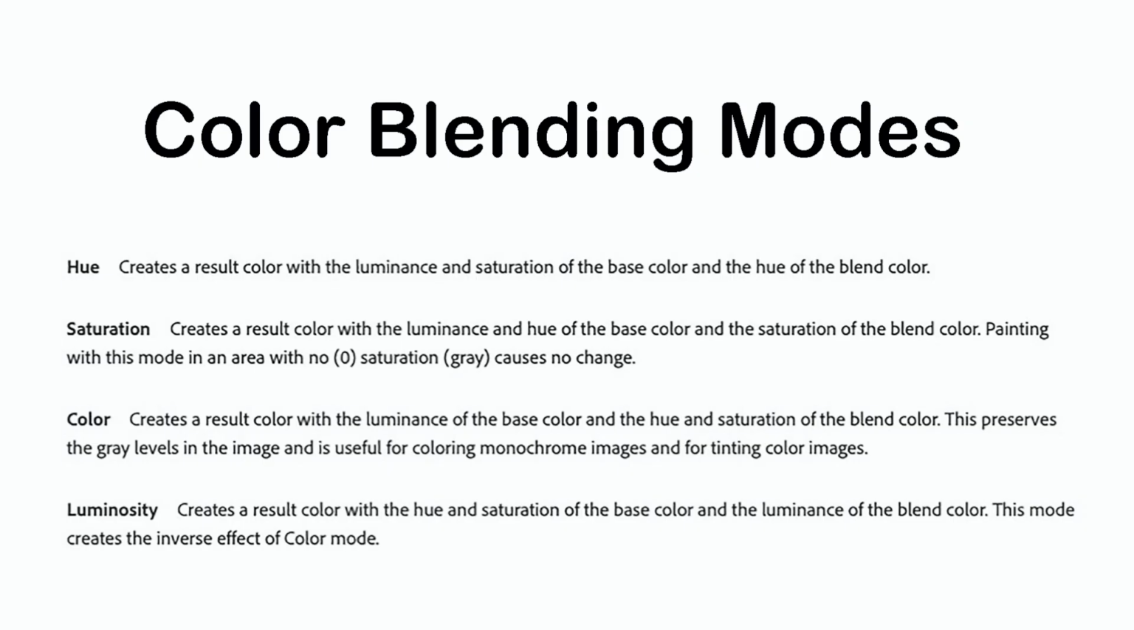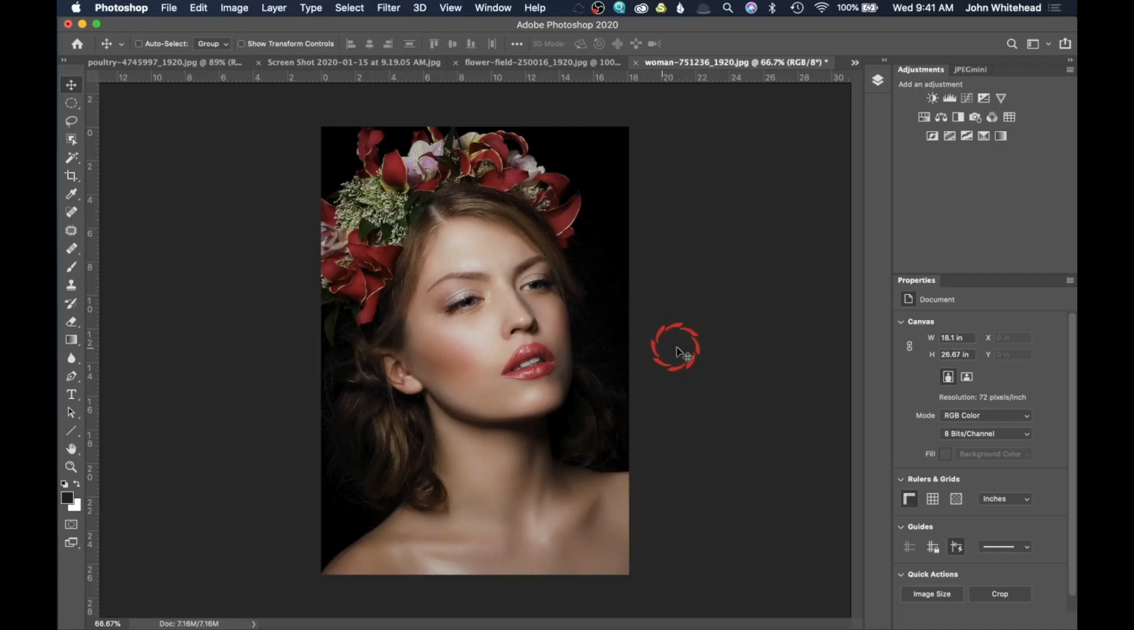Color creates a result color with the luminance of the base color and the hue and saturation of the blend color. This is a really easy one to do, and this is one that I actually use all the time. All right, so the color blending mode is an easy way to explain it, and I think this is something that you're going to probably use a lot of the time. I actually love the color blending mode.